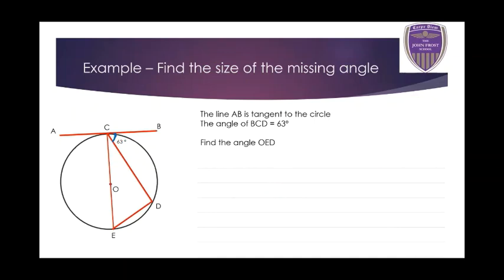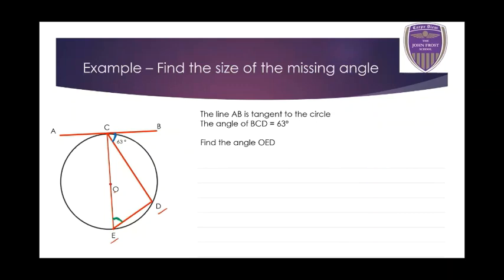Okay, so got a new set of lines here. So this time the line AB is tangent to the circle, same as always, and the angle of BCD is 63 degrees. So we can see we've got that on the diagram there. We've got an angle of 63 degrees. Now we're asked to find the angle OED. Okay, so O is here, OED. So what we're trying to find is this angle here, the angle at the nook of E, okay?